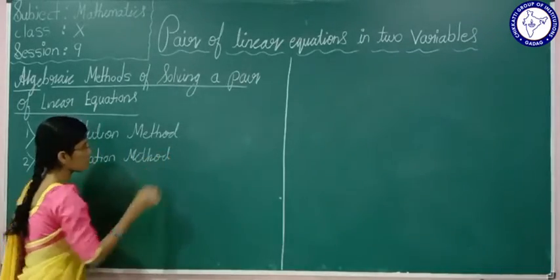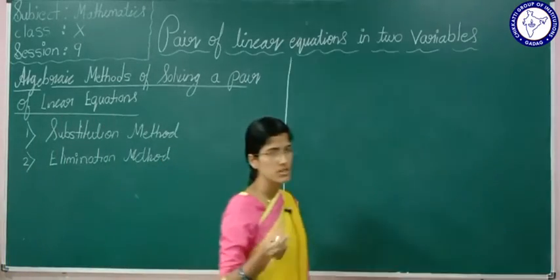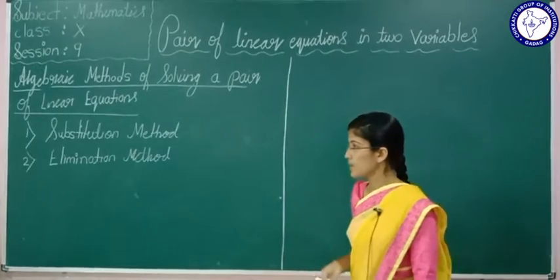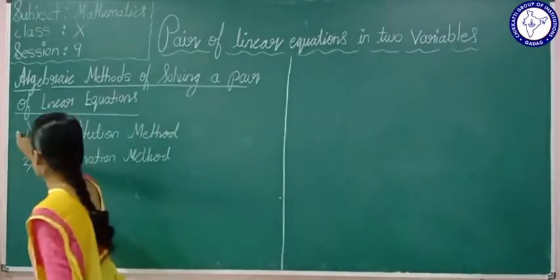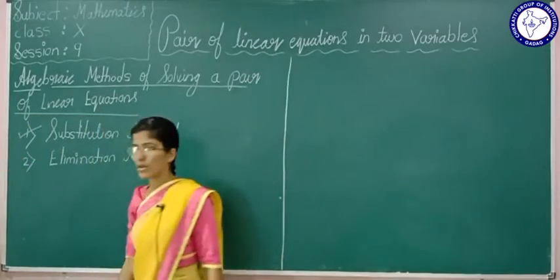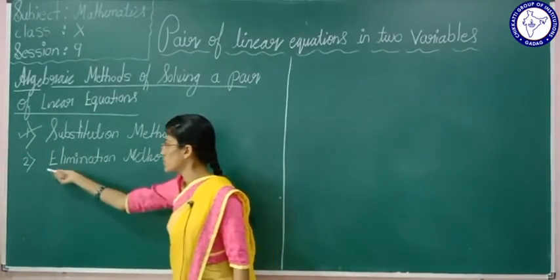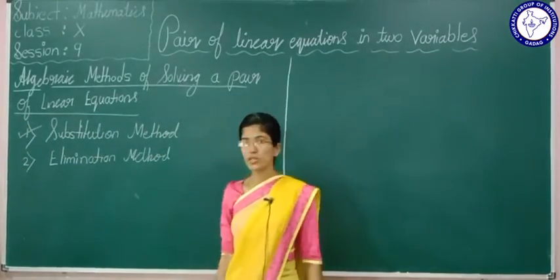I told you that there are a total of 3 methods, right? The first one is the substitution method, then the elimination method, and the cross multiplication method. So we have discussed the substitution method. In today's class we are going to discuss the elimination method.